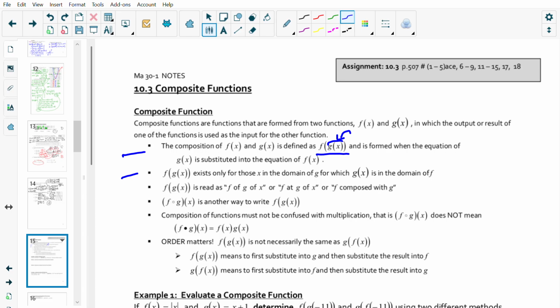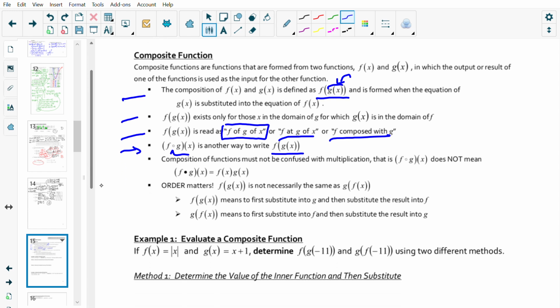F of g of x is read as f of g of x, or f at g of x, or f composed with g. My preference, I will use this reading of it, f of g of x. Another way to write it is with this little open circle thing. Okay.